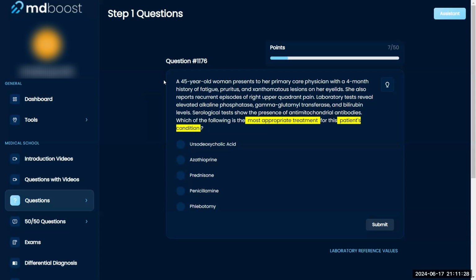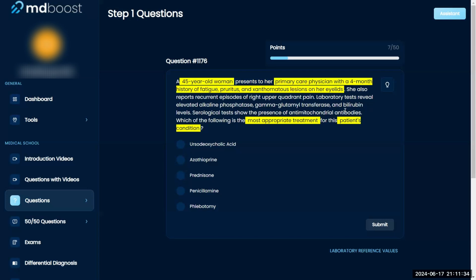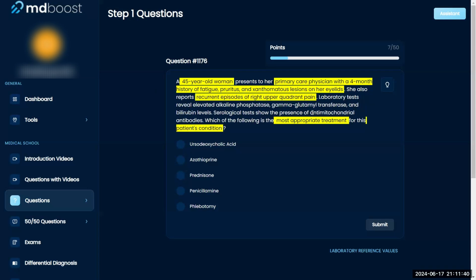So, a 45-year-old woman presents to her primary care physician with a 4-month history of fatigue, pruritus, and xanthomatosis lesions on her eyelids. She also reports recurrent episodes of right upper quadrant pain. Lab tests reveal elevated alk phos, GGT, and bilirubin. Serological tests show the presence of anti-mitochondrial antibodies. Okay, which of the following is the most appropriate treatment?